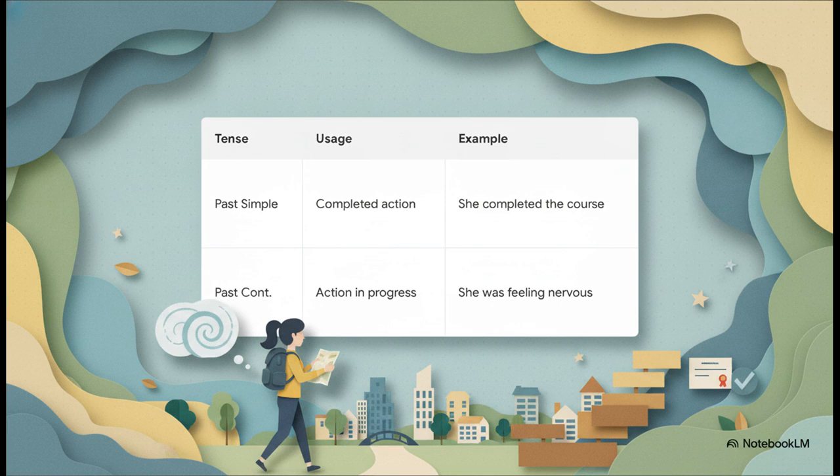We use the past simple for major, completed life events. Think, she completed the course. And we switch to the past continuous to paint the background picture, like she was feeling nervous. It perfectly separates the hard, concrete facts from the complex emotional landscape.